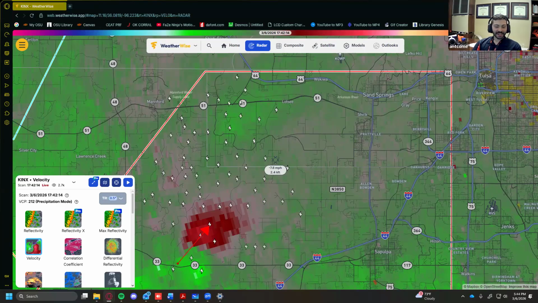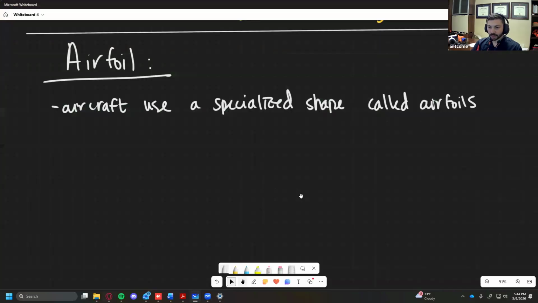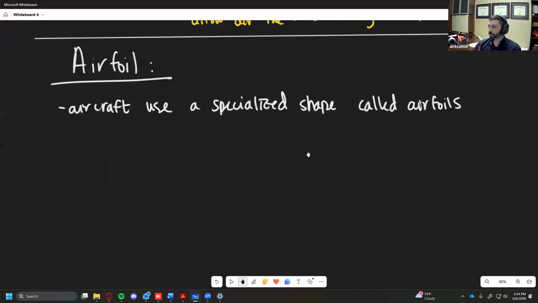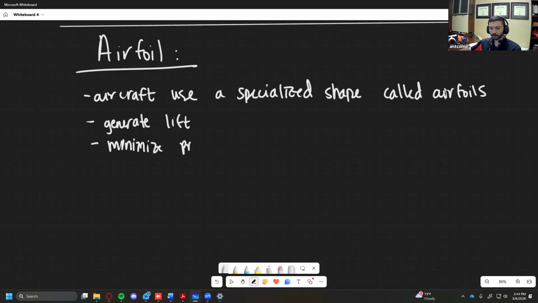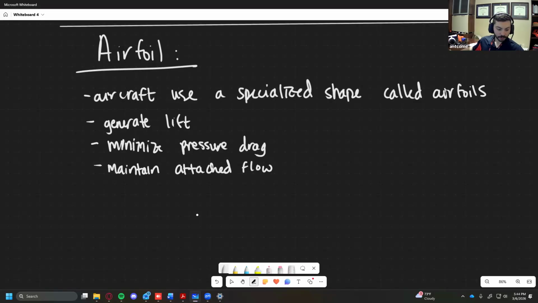All right. So an airfoil, again, is a specialized shape. What are airfoils designed to do? They solve the problem that we have, namely they need to generate lift, they need to minimize pressure drag, and they need to maintain attached flow, which were basically some of the things that we just talked about, right? So that's what these airfoils are meant to do.